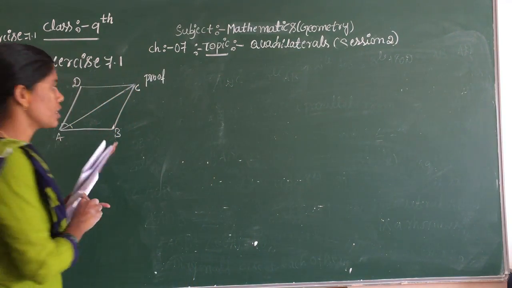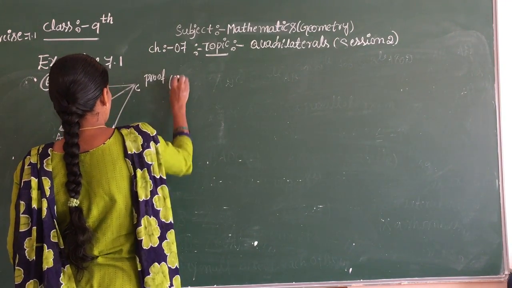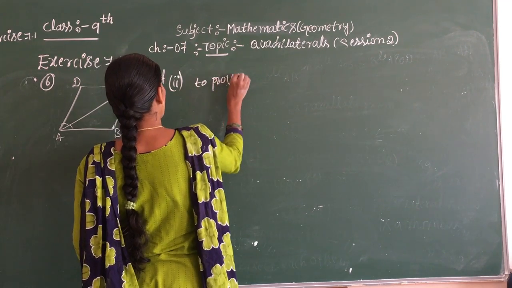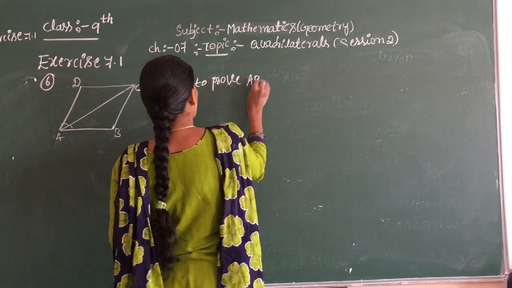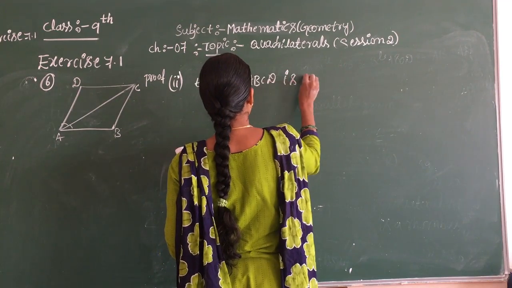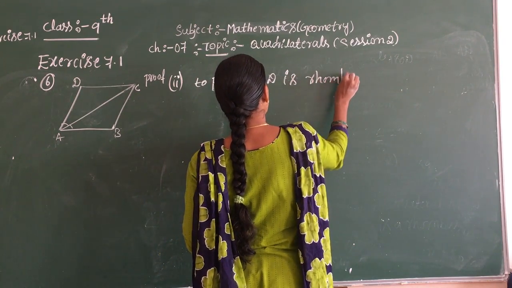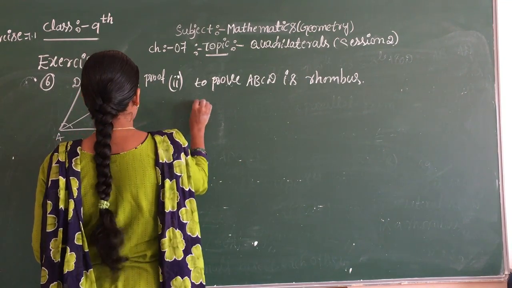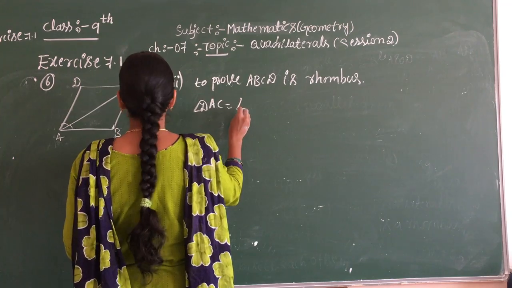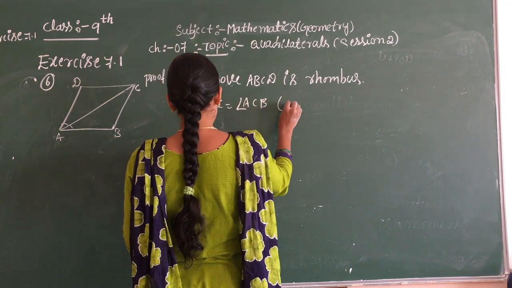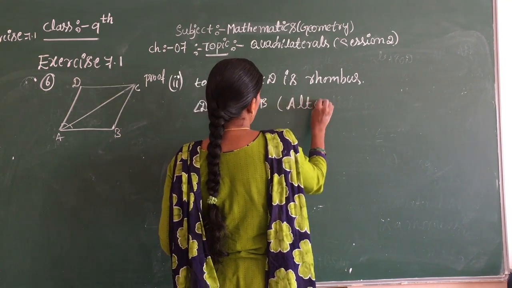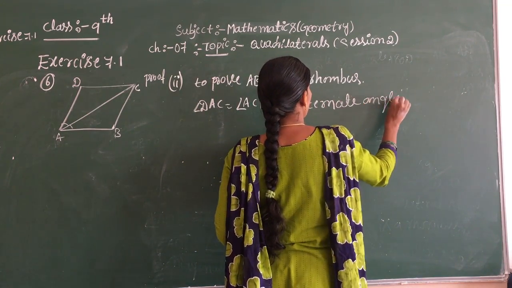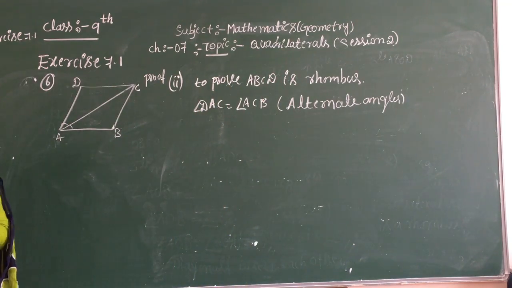Prove in second one. First one over. This is second one. To prove ABCD is a rhombus, you should compare angle DAC is equal to angle ACB, which means alternate angles. What is it? Alternate angles.